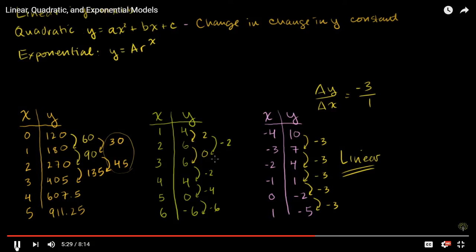Then when you go from 0 to -2, we changed by 0, then we changed by -2. That is a change in the change of -2. Then you go from -2 to -4, a change in the change of -2. This was starting to look quadratic. We changed by -4, then we changed by -6. Once again, a change in the change of -2. So this data right here fits our requirement for a quadratic.